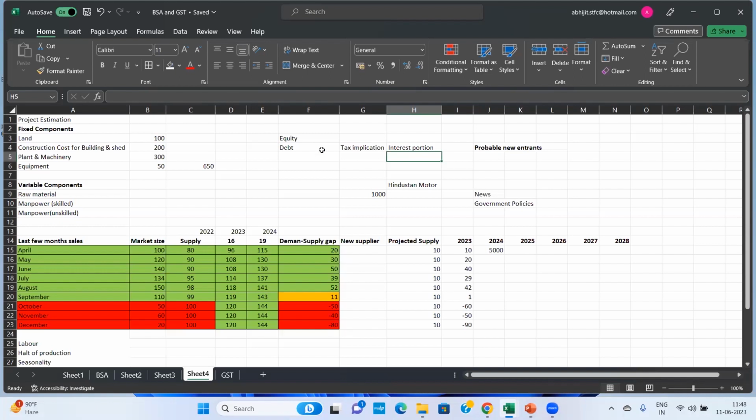Rent means leasing. Yes. Leasing. How is leasing going to save tax? So taking the machineries on lease, how is it going to save more tax? And how will it make it more profitable to me?